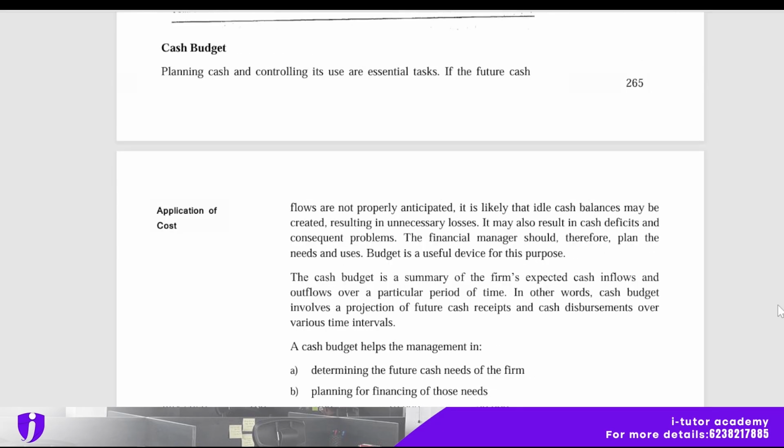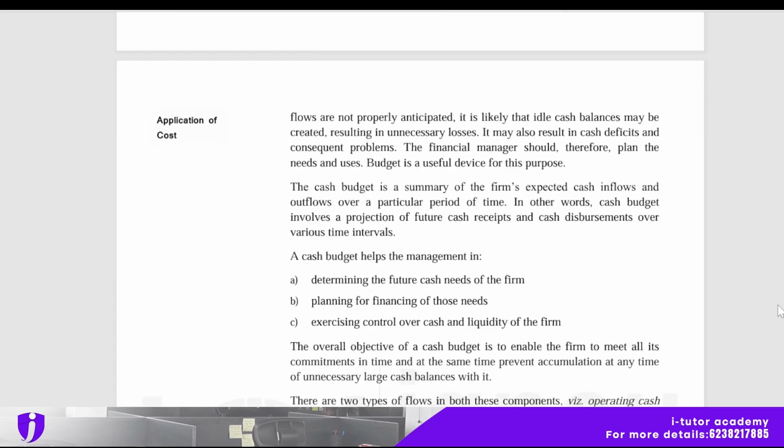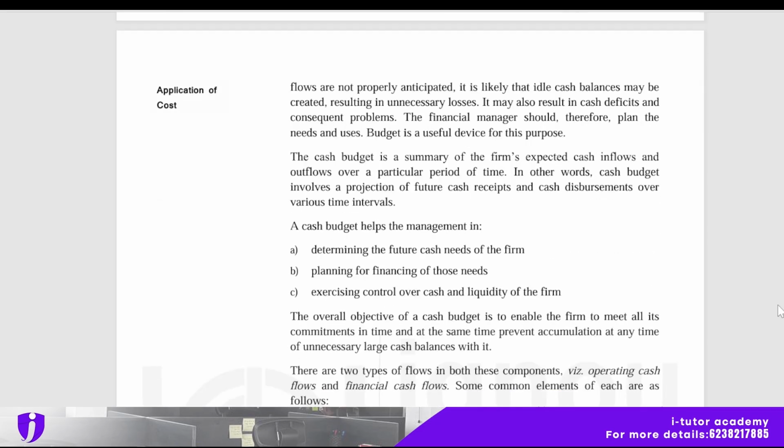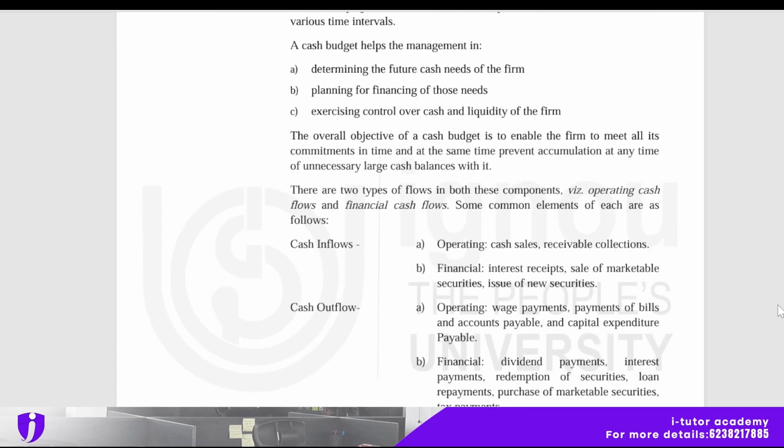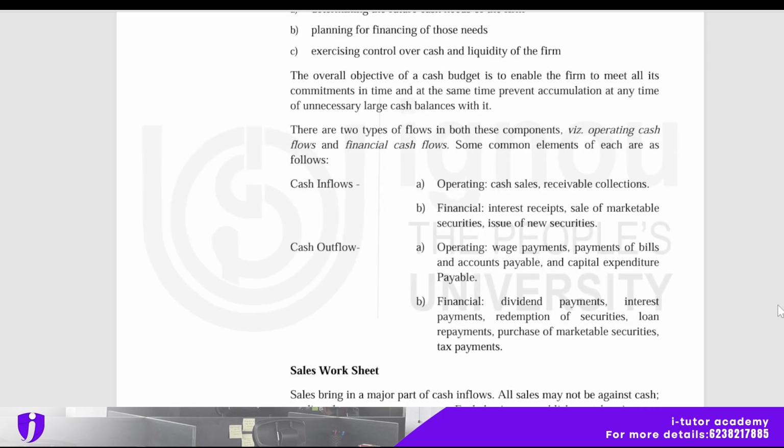Next one is cash budget. Planning cash and controlling its uses are essential tasks. If the future cash flows are not properly anticipated, it is likely that idle cash balance may be created, resulting in unnecessary losses. It may also result in cash deficit and consequent problems. The financial manager should therefore plan the needs and uses. Budget is a useful device for this purpose. So cash budget helps the management in determining the future cash needs of the firm, planning for financing of those needs and control over cash and liquidity of the firm.